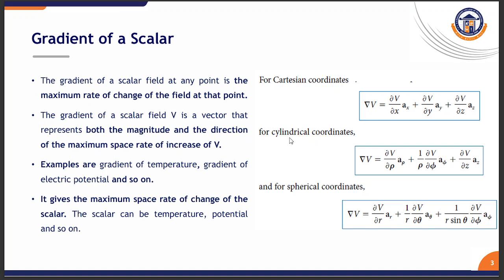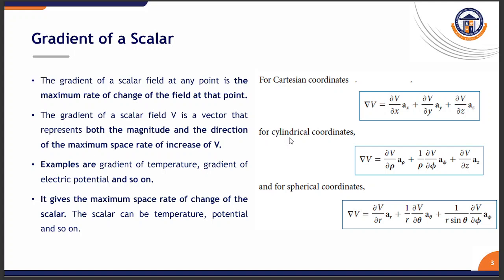The first one is gradient of a scalar. The gradient of a scalar field V is defined as the maximum rate of change of V with respect to space, where V is known as the field. Mathematically, the gradient of V is written as gradient of V equals del operator applied to V. The result of the gradient is always a vector even though V itself is a scalar.